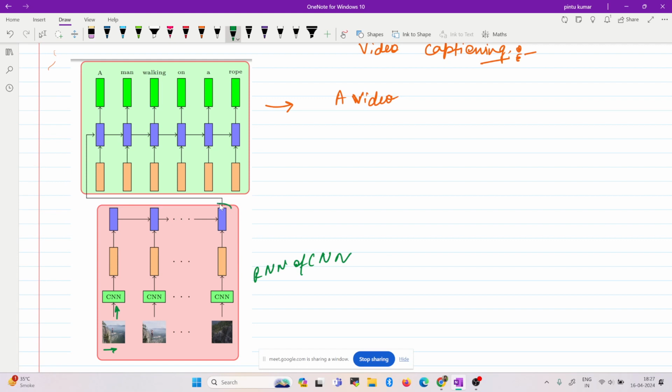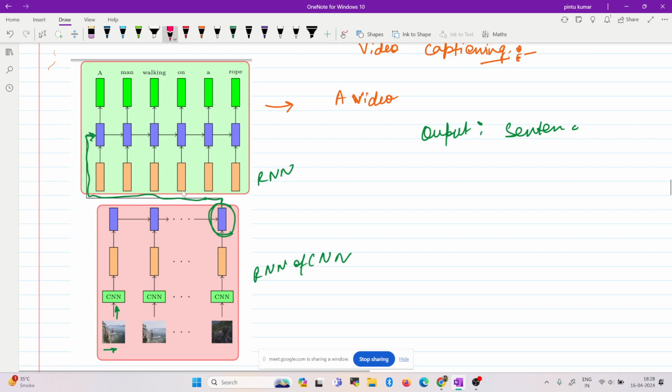Okay, from there you will get this representation that you will feed into the decoder. Now the output is a sentence, so your decoder module would be an RNN, right? So this is your input, and then you can generate the sequence. Again, you can have an option where you give the input at every time step. That also you can have.